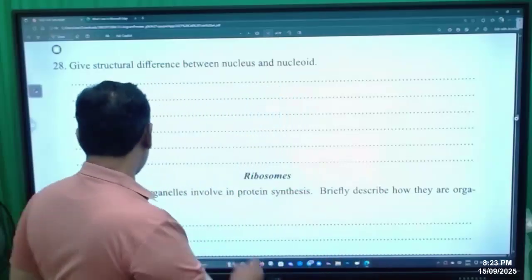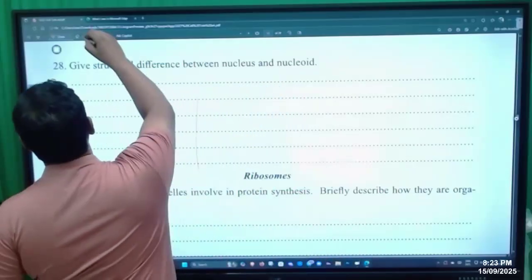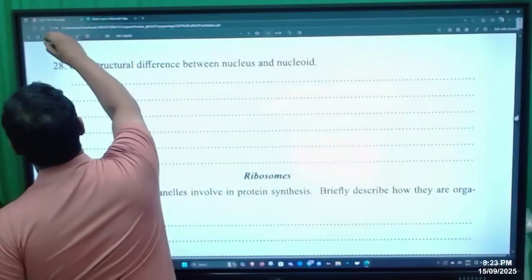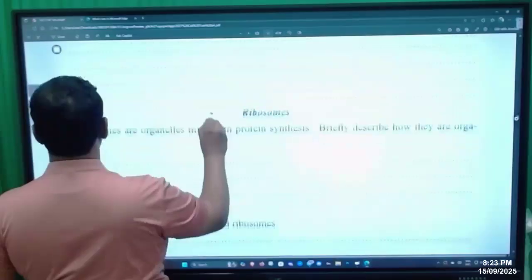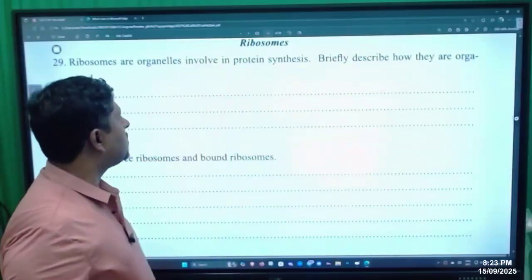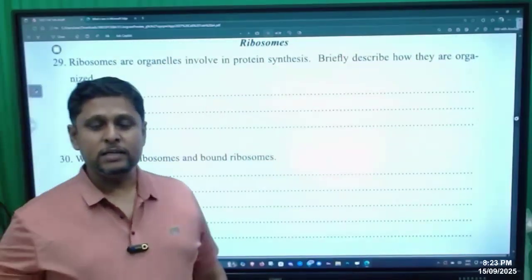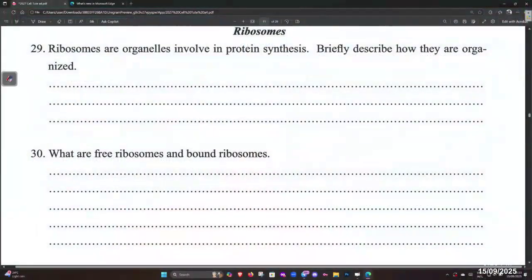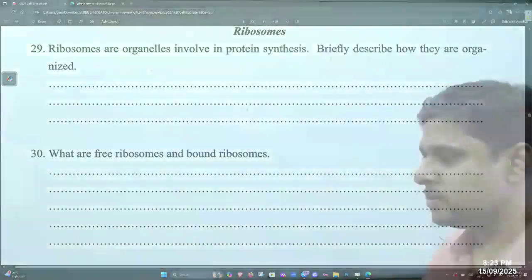Moving to question number 29. Ribosomes are organelles involved in protein synthesis. Check that.